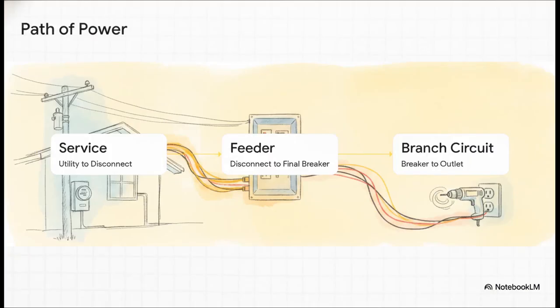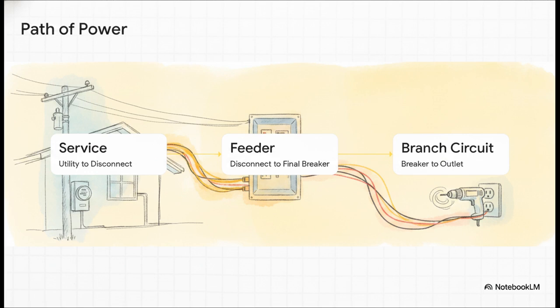You know, the NEC doesn't actually want you just memorizing wire types completely out of context. It categorizes them based on the job they do. Let's break it down into steps. Step 1 is the service. These are the conductors delivering energy directly from the street utility to your main disconnect.